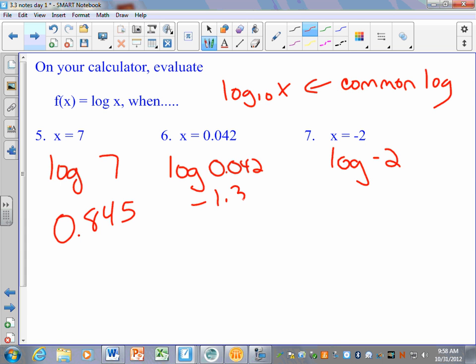Negative 1.377 on number 6? What about number 7? It shouldn't work when you type it in. I want to know why it doesn't work. If we were going to rewrite this, this is my base of 10. This is saying 10 to the what power equals negative 2?